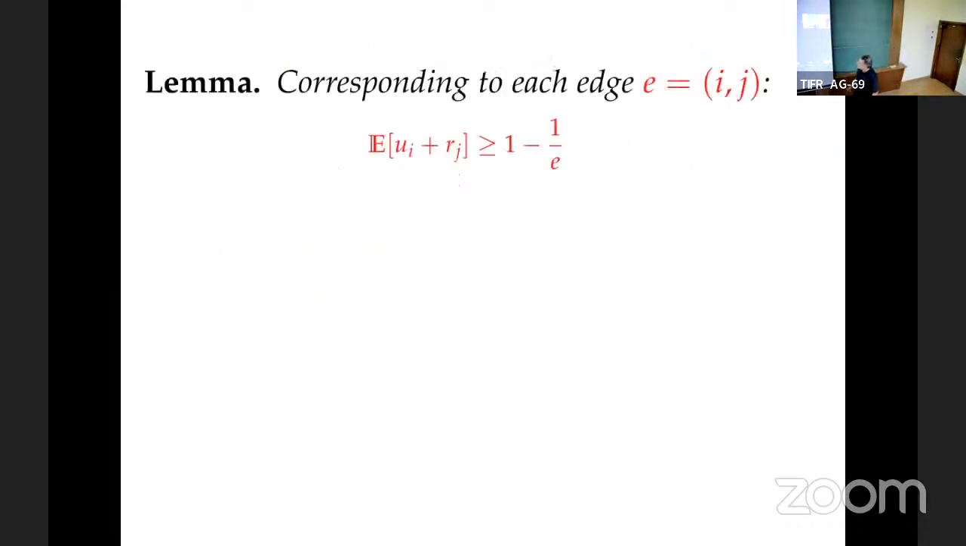Now the central lemma that we'll prove is that for every matched edge, no matter which matched edge we look at in the graph, it has to be a matched edge, not an unmatched edge. For every matched edge ij, the expectation of the sum of the utility of that buyer and the revenue of that good is at least 1 minus 1 over e. For every matched edge.